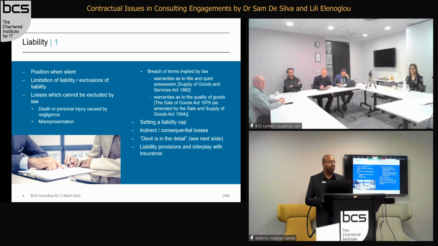Setting a liability cap. That's an interesting one. How do you set the liability? Ideally, you would probably want to say you've got no liability, but that's not going to be practical. The usual position is you cap your liability to the amounts that you actually get paid by the customer, not the amounts that they will pay you, because they may not pay you. It's actually the amounts that you receive.